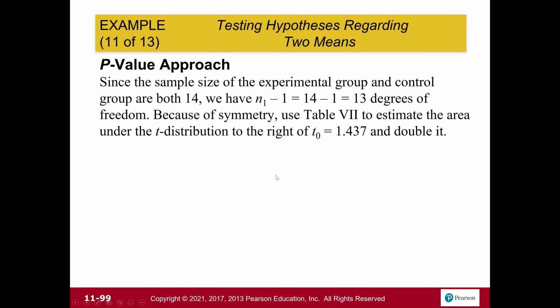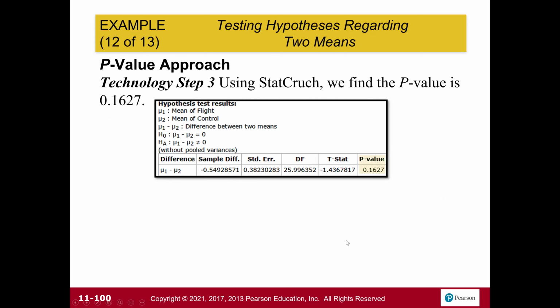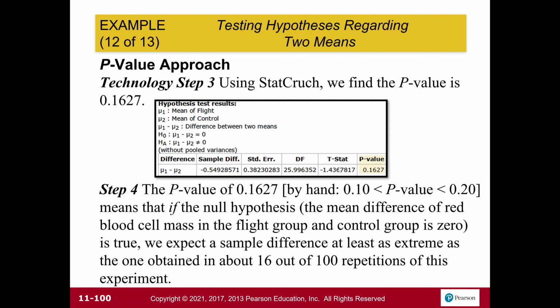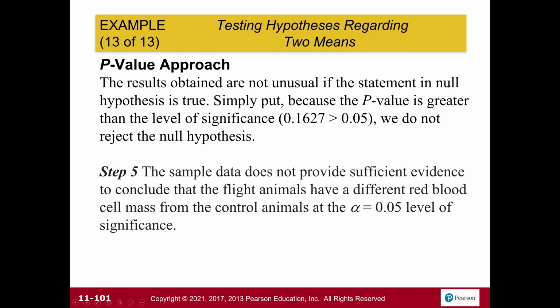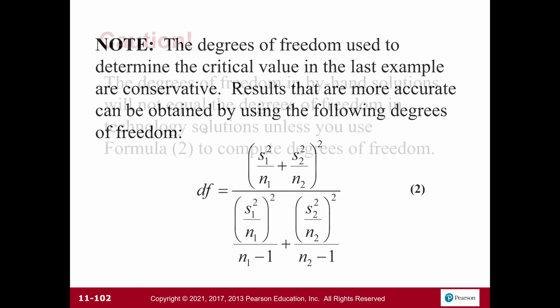All right, and the same is true for the p-value method, which is the more preferred method. You compare the p-value with the alpha level. StatCrunch can do this for us as well. Here's a note about the degrees of freedom used to determine the critical value in the last example. Well, and this is again if you're not using technology.